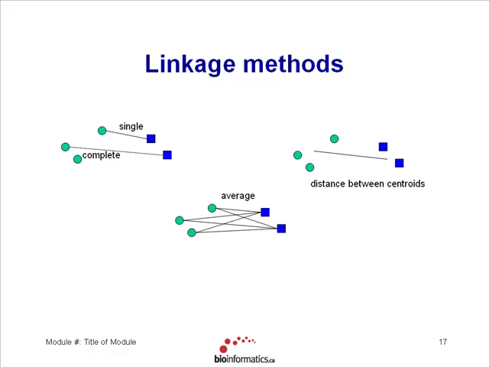Okay, and then we have distance between centroids. So here's a centroid of the green group, and here's a centroid of the blue group, and you just take that as the distance. And then you have average linkage, which takes all the pairwise distances and takes the average. I'm sorry, I think it's distance between two clusters. Two clusters, yeah. It's a method to actually join two clusters.